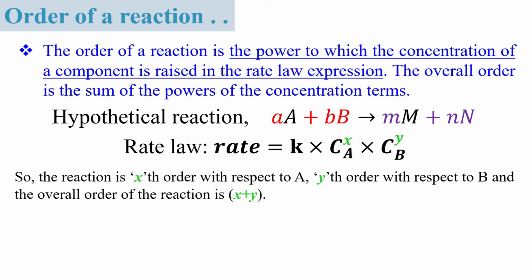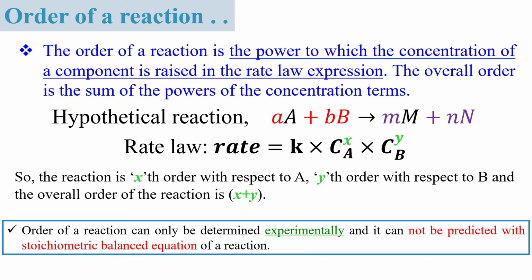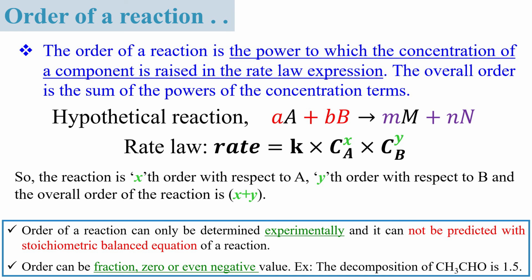Some key points you should remember. The order of a reaction can only be determined experimentally and it cannot be predicted from the stoichiometrically balanced equation of a reaction. Order can be a fraction, 0 or even a negative value. As an example, the order of the decomposition of acetaldehyde is 1.5.